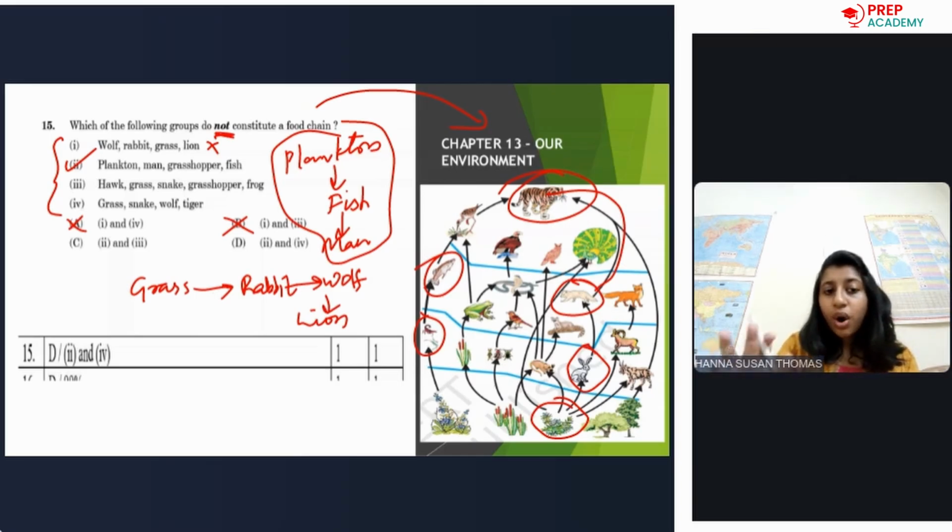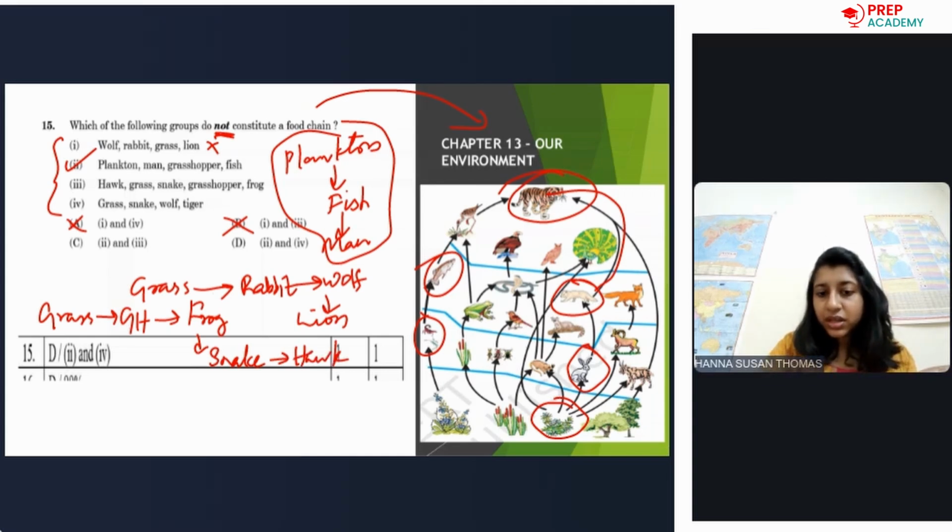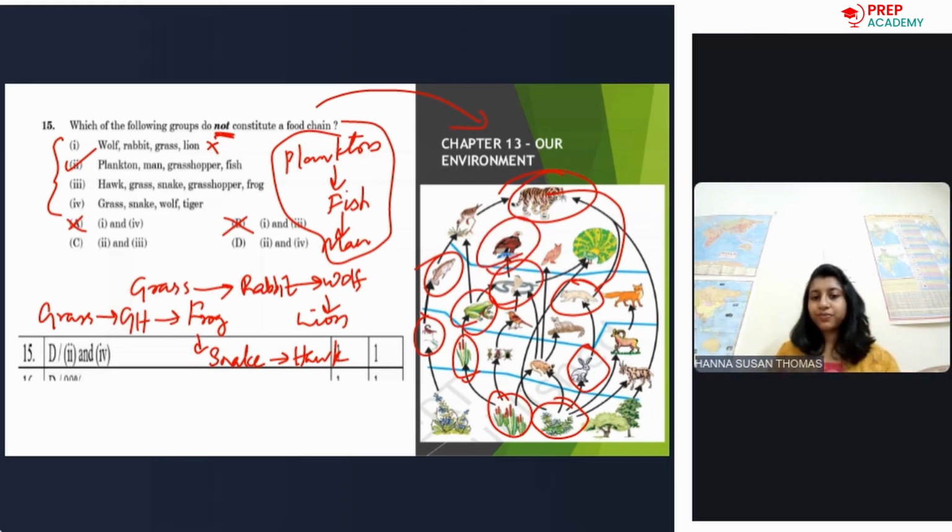Okay, third one: hawk, grass, snake, grasshopper, frog. Grass is eaten by grasshopper, grasshopper is eaten by frog, frog is eaten by snake, snake is eaten by hawk. You can also see here grass, so just assume that it's a grasshopper, grasshopper, frog, snake, hawk. So this third option also constitutes a food chain. So the third one cannot be our answer.